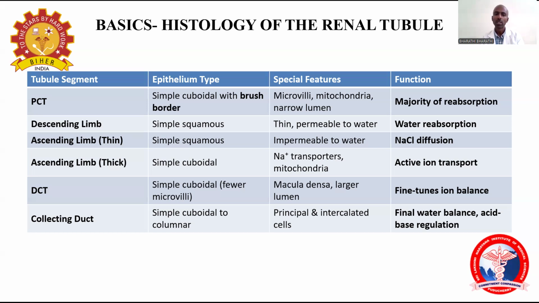And next is the collecting duct. Here it is lined by simple cuboidal or columnar epithelium. The special feature here is that it has intercalated cells. The major function of the collecting duct is that it helps in the final water balance, and this final water balance is regulated by ADH, the antidiuretic hormone.